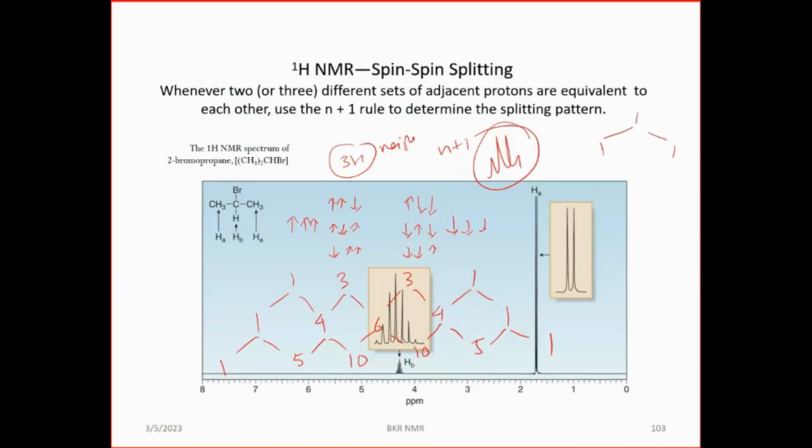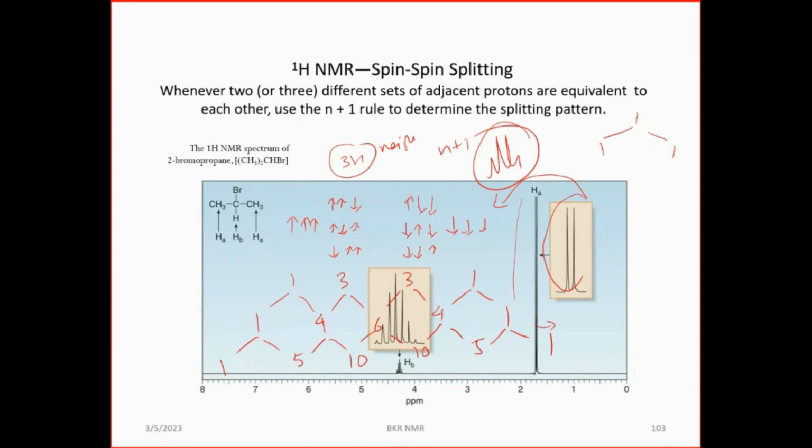Ma'am, we know that the splitting of peaks depends upon neighboring protons, right? Yes. Then does the intensity of the signal depend upon neighboring protons or its own protons? No. My splitting is because of the neighbor, but my intensity is because of the type and number of my own protons.